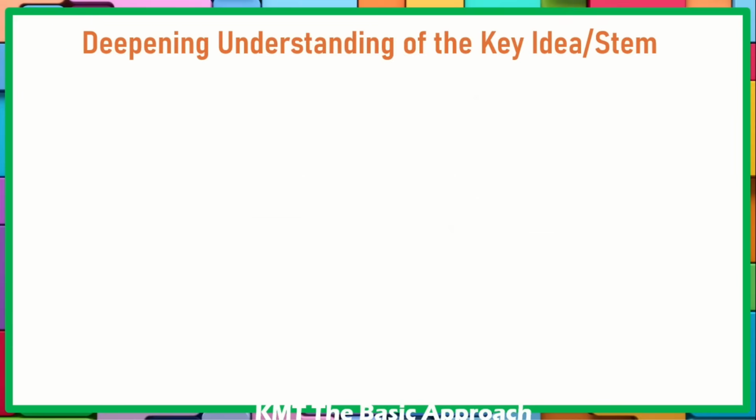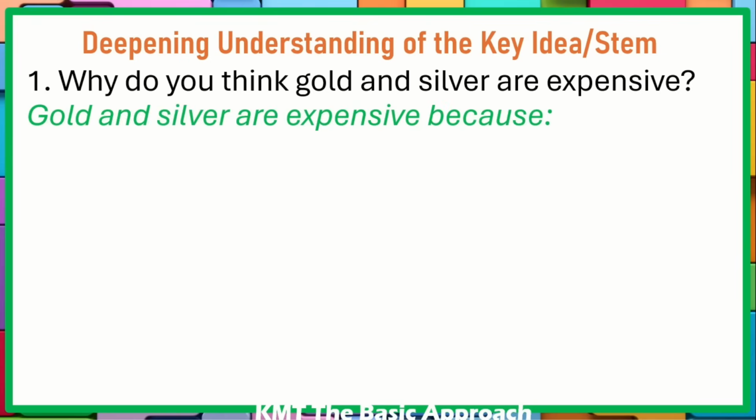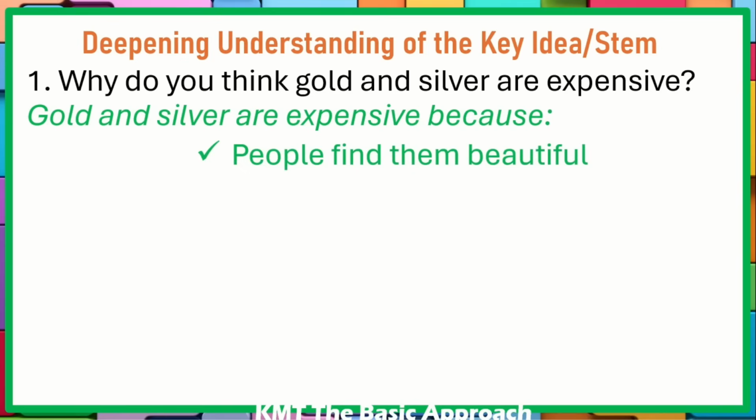Deepening understanding of the key idea or STEM. Number 1. Why do you think gold and silver are expensive? Correct! Gold and silver are expensive because people find them beautiful. Gold and silver are rare.